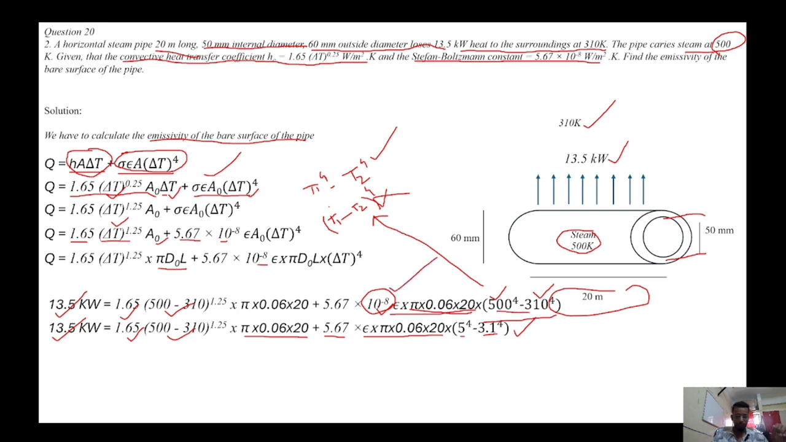So what will be the answer? This is the area. So our answer is that the emissivity of the bare rod will come out to 0.80. So this is the same. Hope you understand all the three questions.